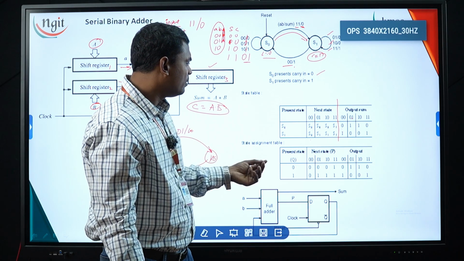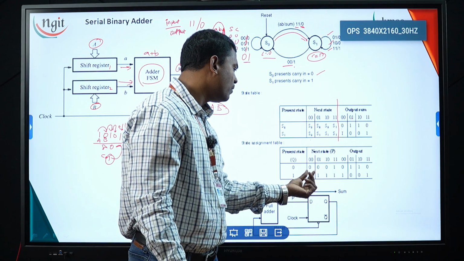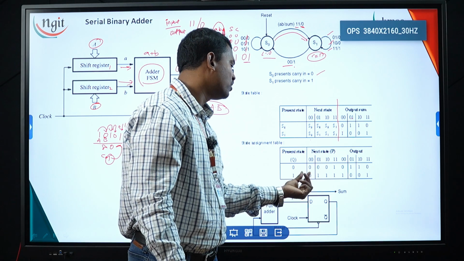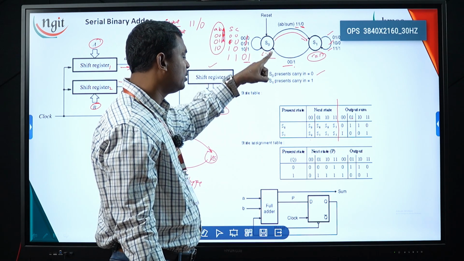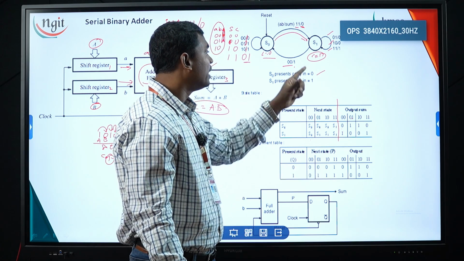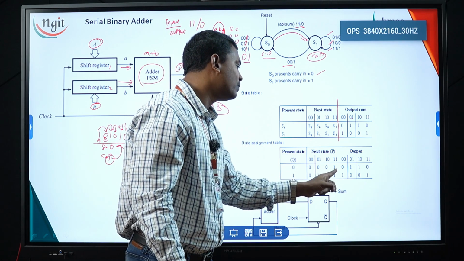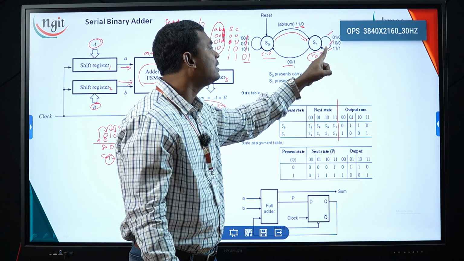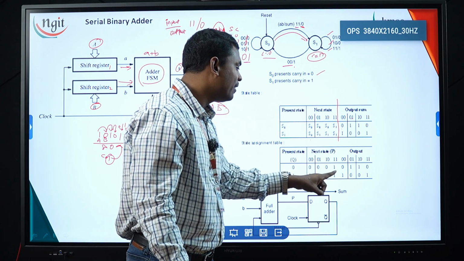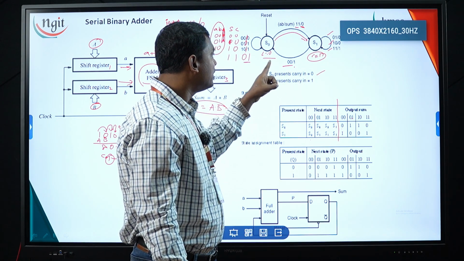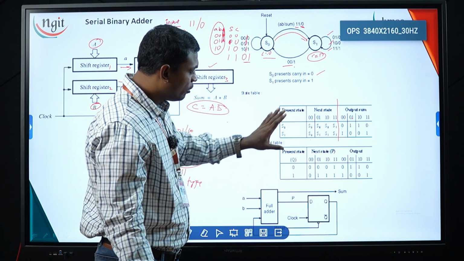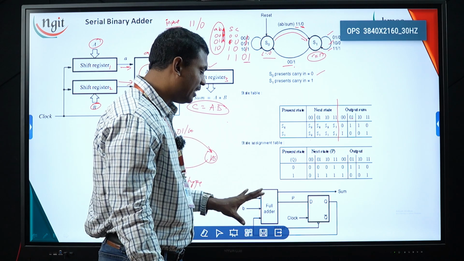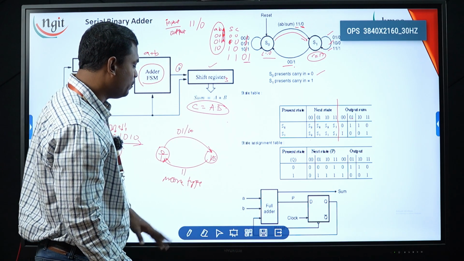Now the state assignments, the same 0 0 conditions. What are the state values? So 0 0 1 0. Why? Because of the output values I am writing here: for S0 what is the value of output, for S1 what is the value of output. For S1 the output value is 1, that's the reason I am writing 1 here. For S0 the output value remains the same. Now based upon this state diagram and state assignment table, we require this particular thing.